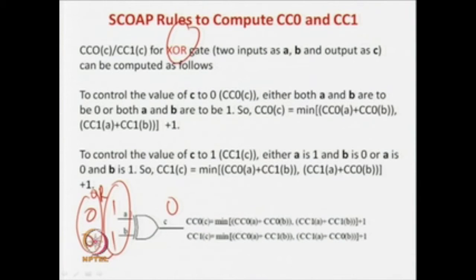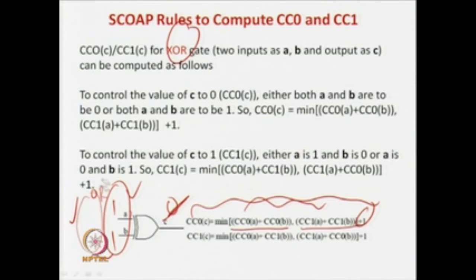So, to get a 0 over here, either of these will apply. We say that CC0 of A plus CC0 of B, that is the difficulty of applying a 0 0, and CC1 of A plus CC1 of B, that is the difficulty of applying a 1 1. So, take the minimum of these two, whichever pair is easier to apply, that can give you a 0 over here, plus you add a 1. So, this is the controllability of XOR gate to 0.